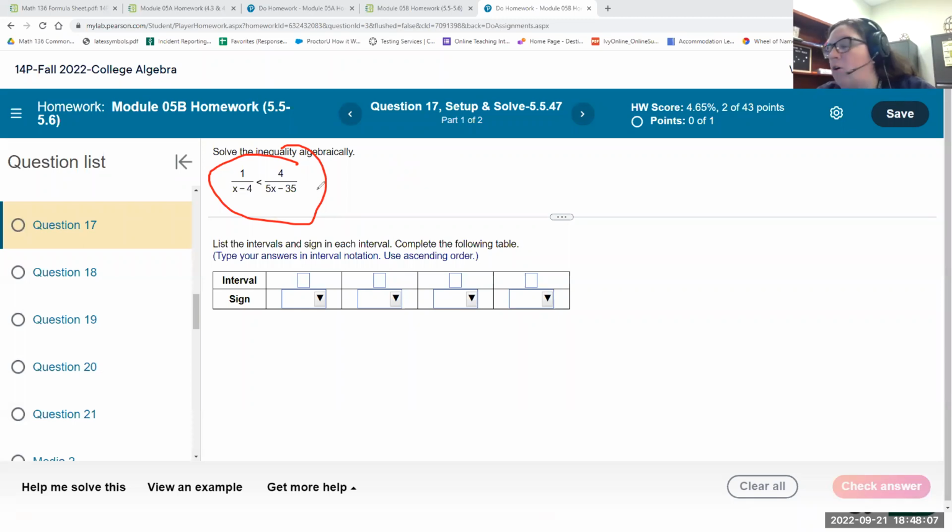We have to actually just move everything over, still following the steps that I said, get one side 0, but you don't want to lose any of the denominators. So I'm going to subtract the 4 over 5x minus 35 from both sides. And that means I now need to combine these into a single fraction. Again, I don't want to lose the denominators. So I'm going to multiply the 1 over x minus 4 by 5x minus 35 on the top and bottom, and the minus 4 by x minus 4 on the top and the bottom.